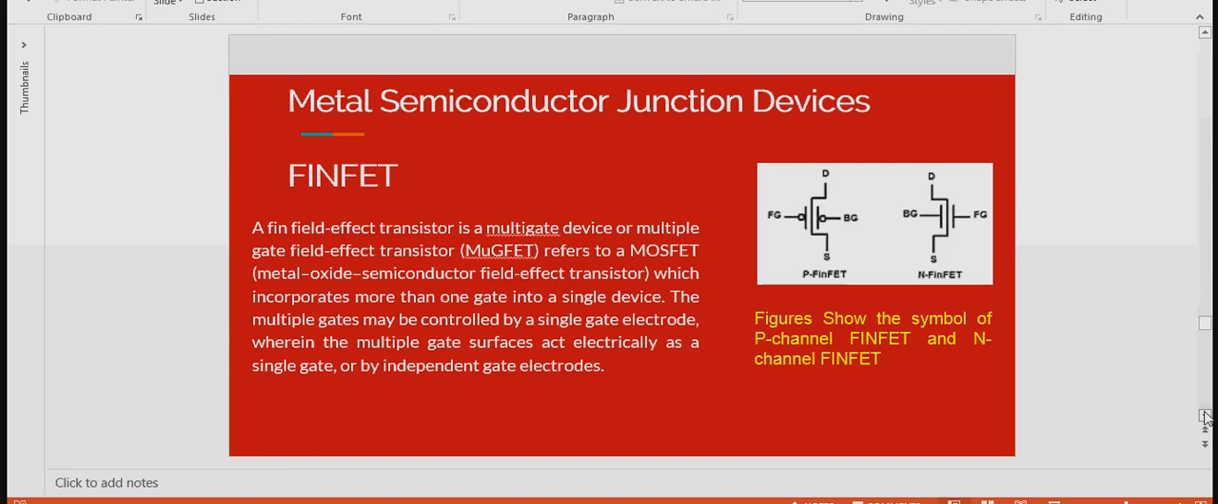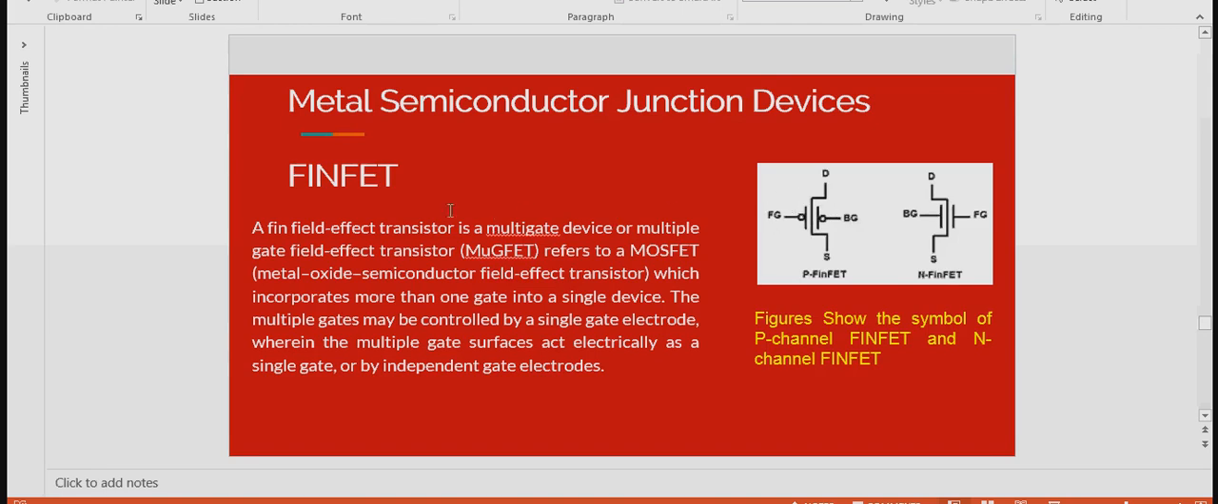Second one, FinFET, a metal semiconductor junction device. We are going to see the second device, FinFET. The figure shows the symbol of a P channel FinFET and the N channel FinFET. This one is the forward gate and this one is the back gate.